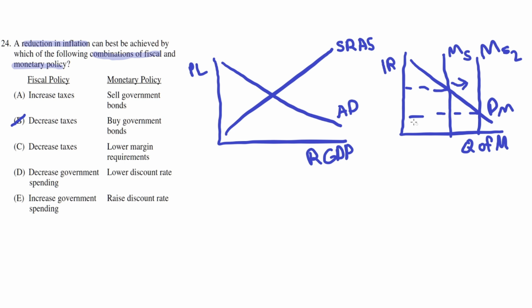And a decrease in the interest rate means that investment spending will increase, and because investment spending increases, the aggregate demand shifts to the right. And as before, we saw that an increase or a shift to the right in the aggregate demand results in an increase in the price level, or an increase in inflation. So C is also wrong. So let's cross out C. Now let's consider option choice D.